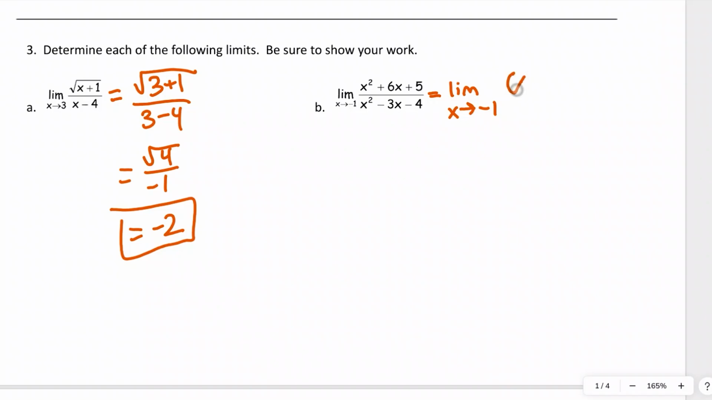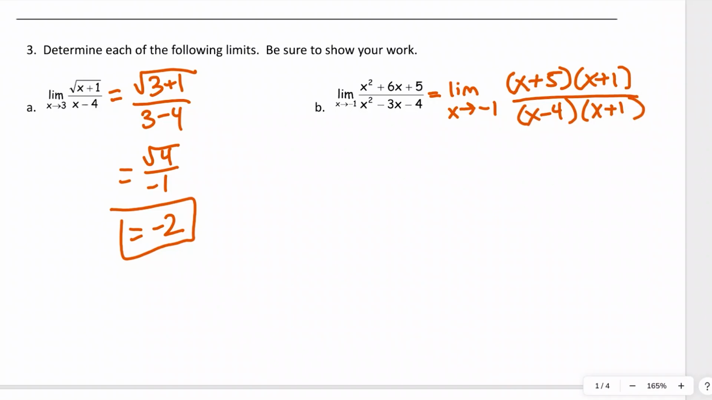Two numbers that multiply to give me 5 and add up to 6 are going to be 5 and 1. So those are my two factors, x plus 5 and x plus 1. And two numbers that multiply to give me negative 4 but add up to negative 3 would be negative 4 and positive 1. So x minus 4 and x plus 1.